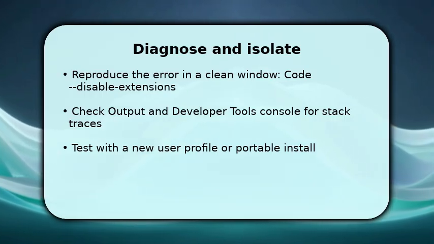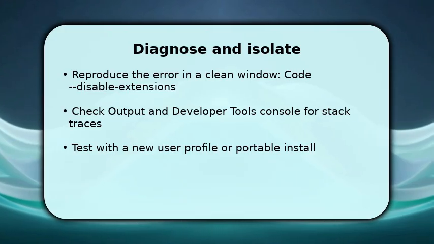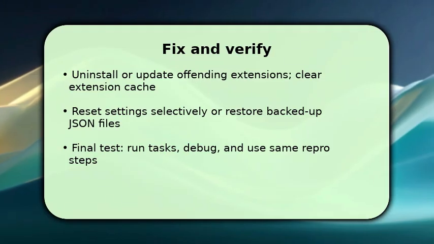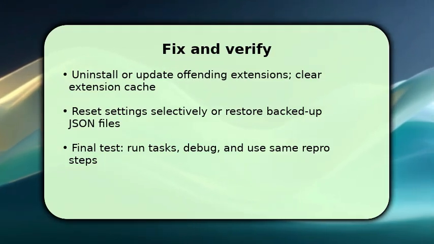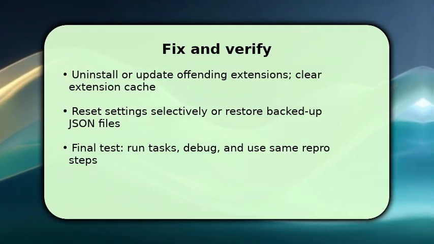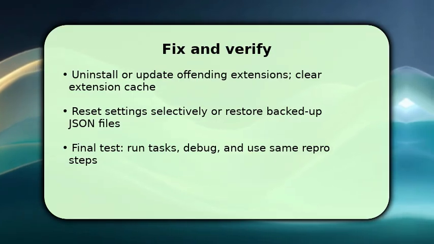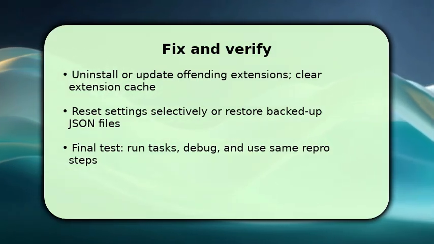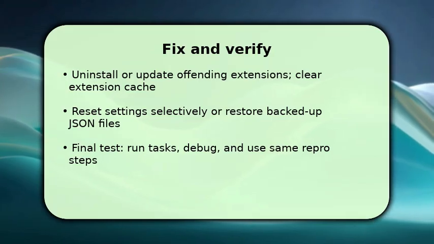You apply fixes deliberately and then verify results. Remove or update any extension identified as the offender and clear the extension cache. Sometimes reinstalling solves hidden corruption. If settings were implicated, reset affected keys selectively or restore your backup settings.json to return to a known good state.